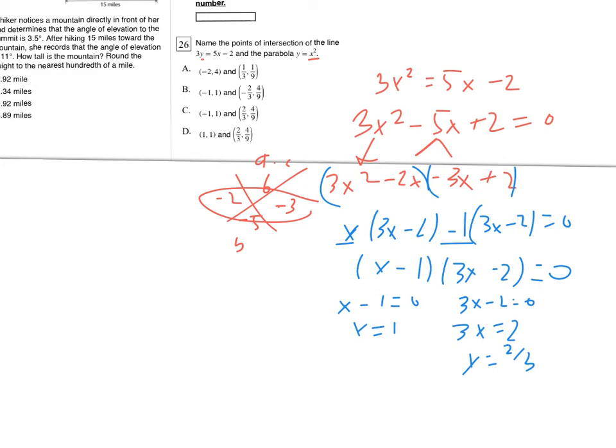Awesome. I'm going to plug these back in here. I'll plug it into y equals x squared, so y equals 1 squared, which is obviously 1. So that'll be 1 comma 1. And then this one, this was x. So y equals 2 over 3 squared. I can just square the top and the bottom there and get 4 over 9. So that's going to be 2 over 3, comma 4 over 9.